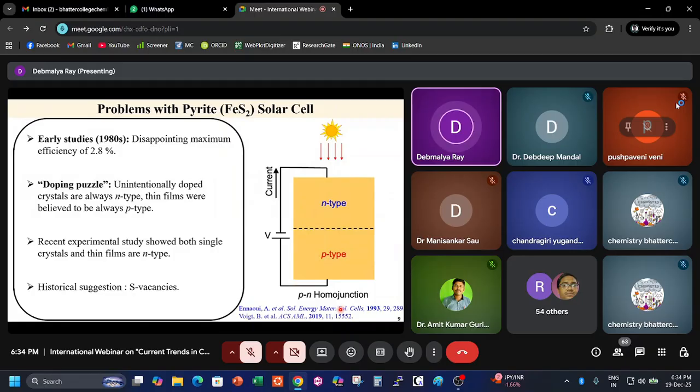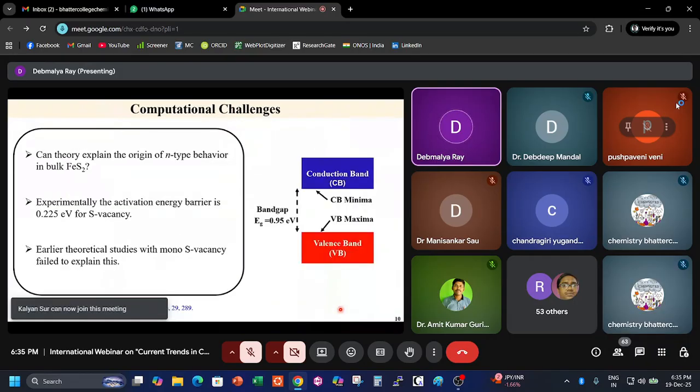Now the questions they asked us: why is this N-type? Can you explain this from a computational perspective? The historical suggestion was that some sulfur vacancy kind of defects present in this material are making this iron disulfide an N-type semiconductor. So these are the computational questions they asked us: can theory explain the origin of the N-type behavior?